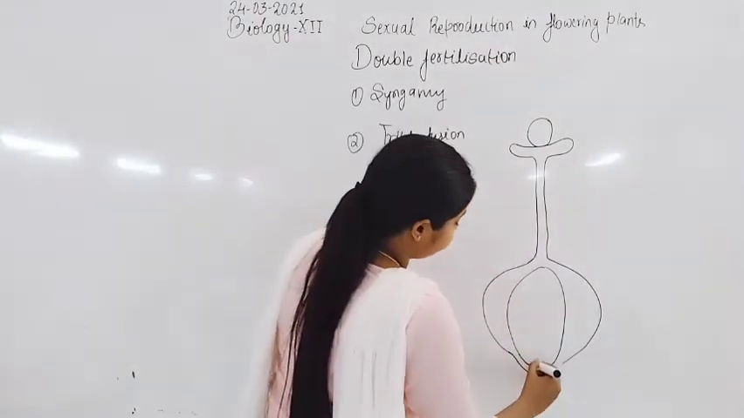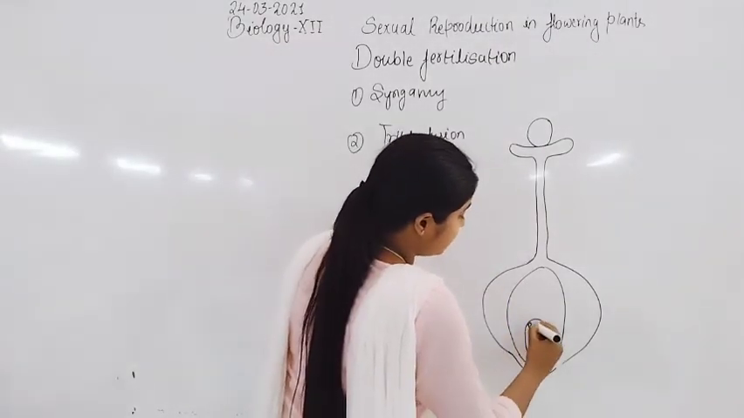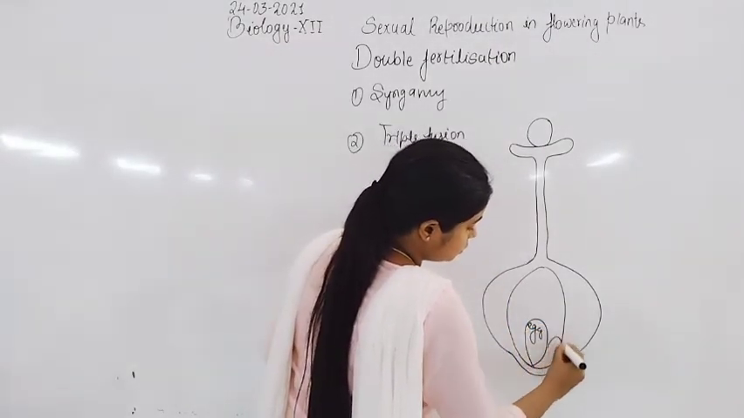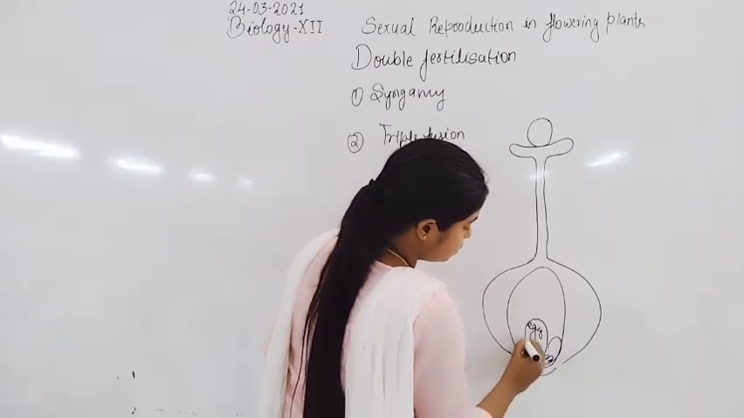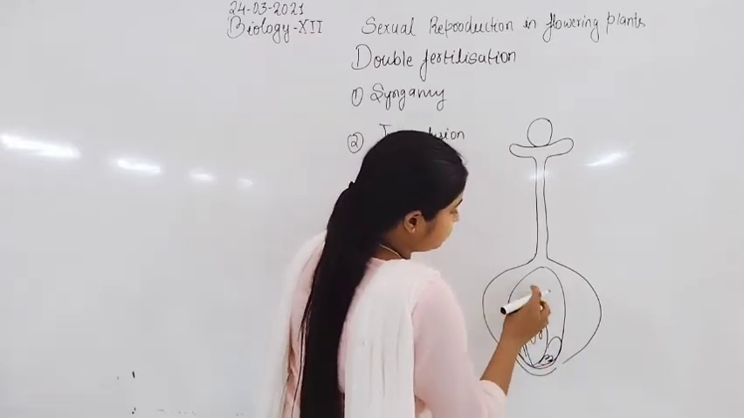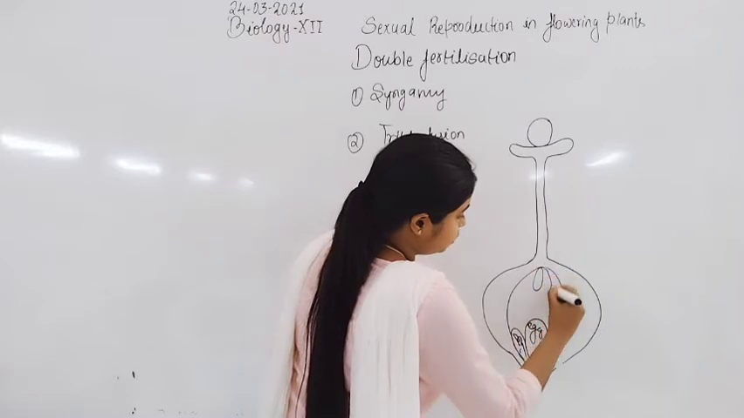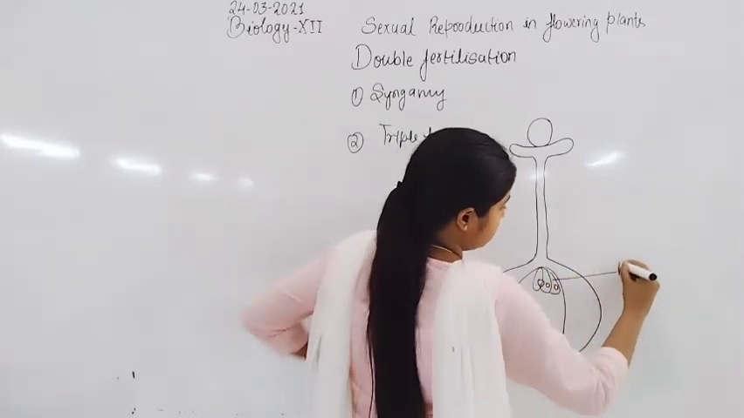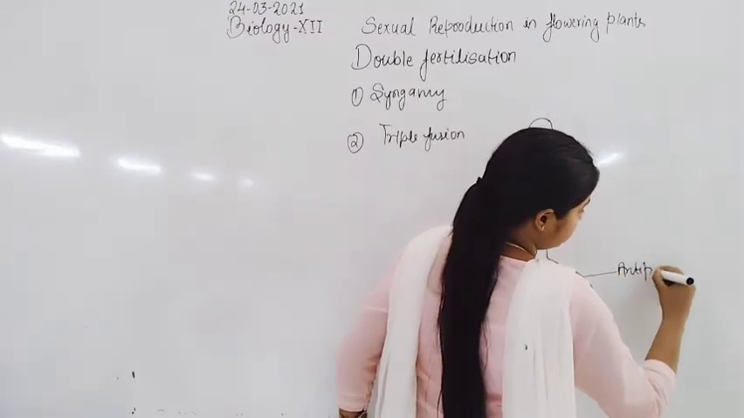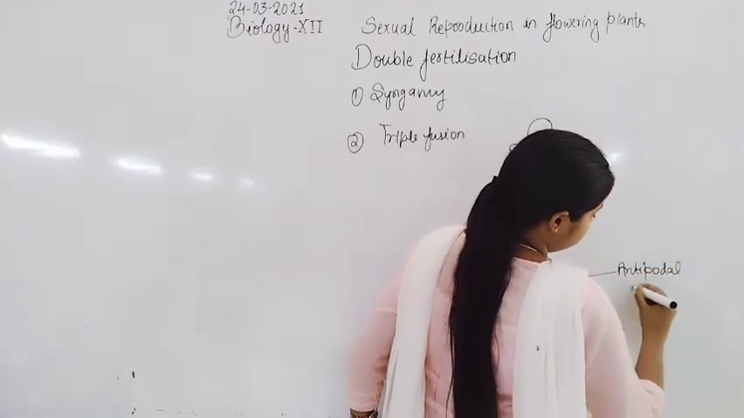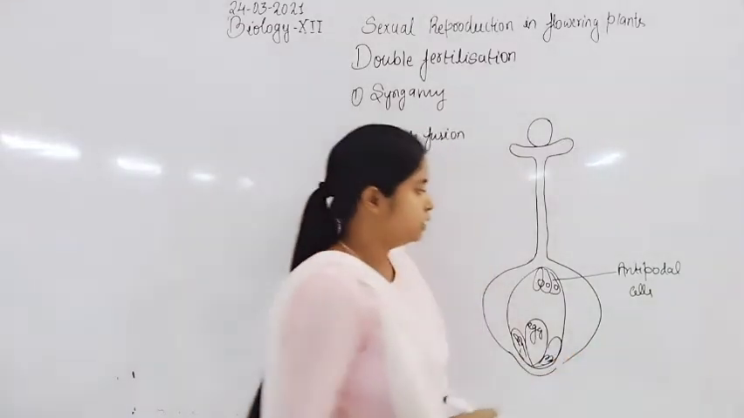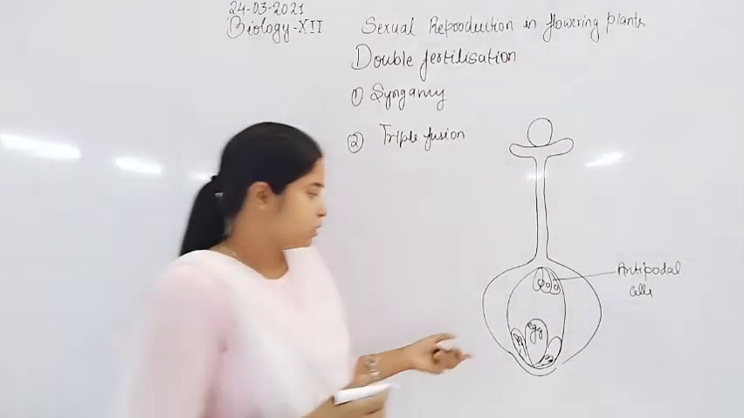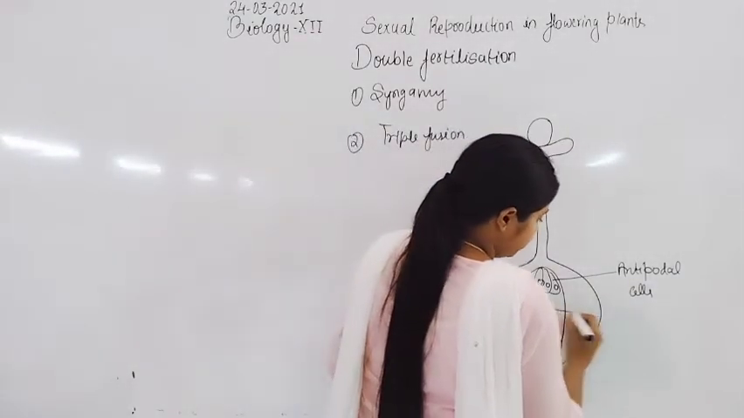Here is one egg cell, two synergid cells, and three antipodal cells. And here are also the polar nuclei.